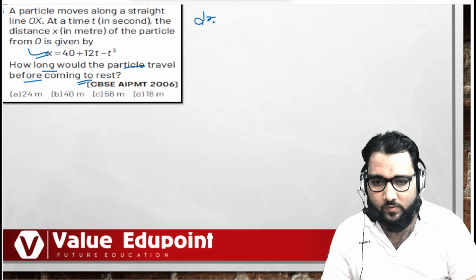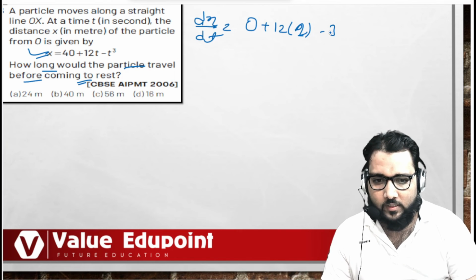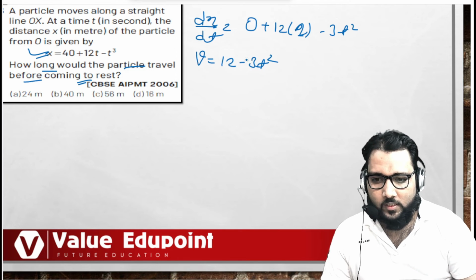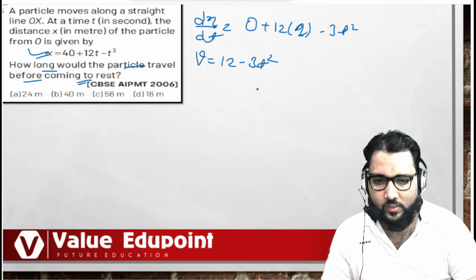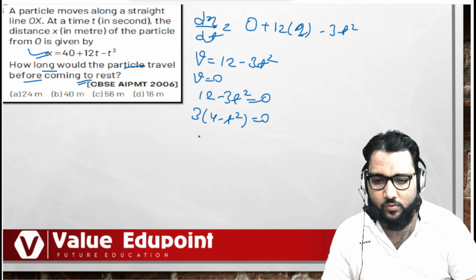So first of all, we calculate velocity by directly differentiating with respect to time. The differentiation of 40 is 0, and of 12t is 12, and of minus t cube is minus 3t square. So the velocity is equal to 12 minus 3t square. Is it okay, guys? Now he is asking when the body comes to rest. It means the velocity will be 0, so we put the expression equal to 0. If I take 3 common, 4 minus t square equals 0.